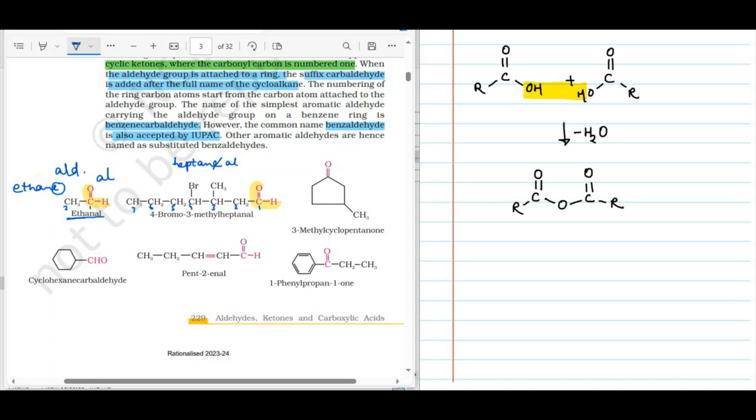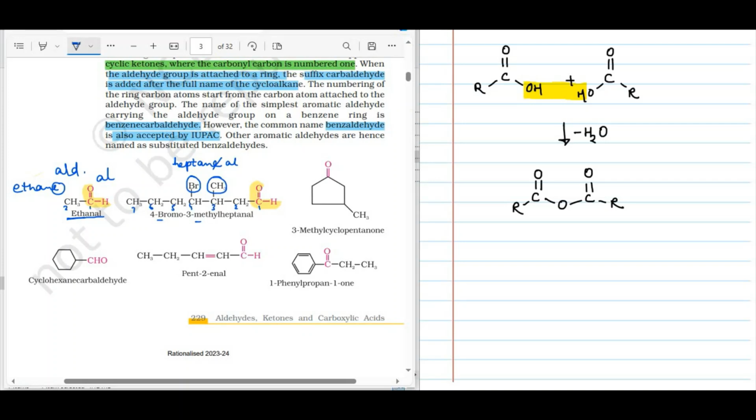Now there are substituents. This is one substituent, a methyl substituent, and this is one bromo substituent. So methyl is bonded to the third carbon and bromo is bonded to the fourth carbon. But when you write the substituents, you have to arrange them in alphabetical order. So first we will write bromo, then we will write methyl. So the complete name of this molecule will be 4-bromo 3-methyl heptanal.